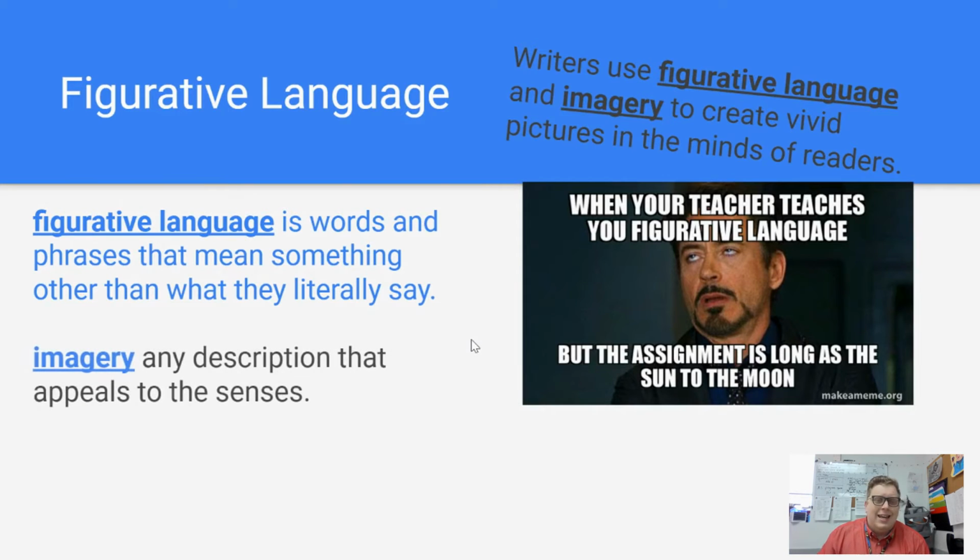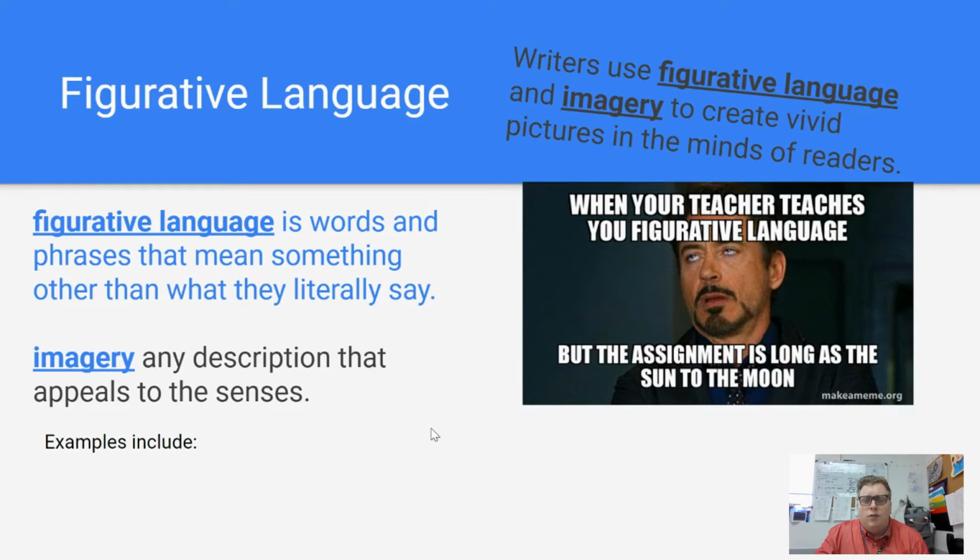Imagery is any description that appeals to the senses. It makes you imagine something, or imagine what it smells like, or tastes like, or looks like, feels like, sounds like. All of those things would be examples of imagery.